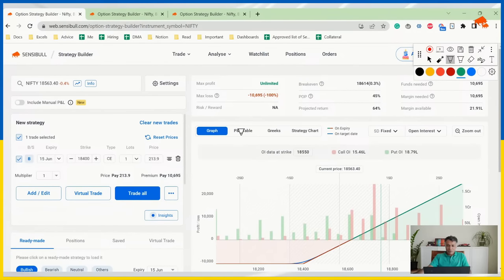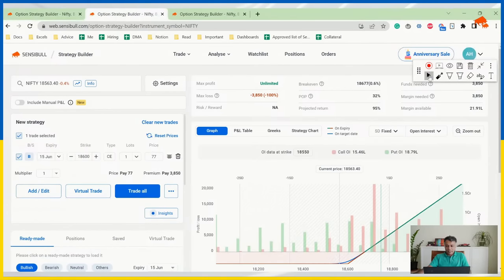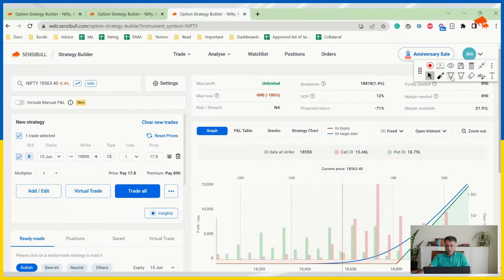Pop is 45. So let's do this one by one, right? This ITM option is very expensive. It is 10,000 rupees. The ATM option is cheaper. It is like 4,000 rupees. And the OTM option is super cheap, less than 1,000 rupees, YOLO, 900 rupees, right? You can see what I'm circling. It is 900 rupees only.